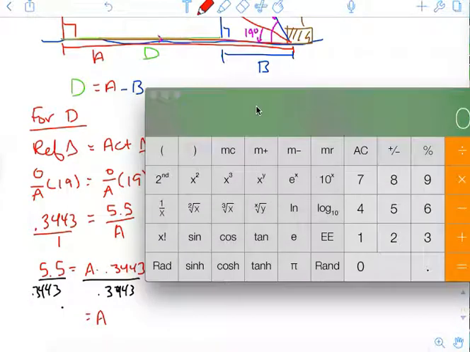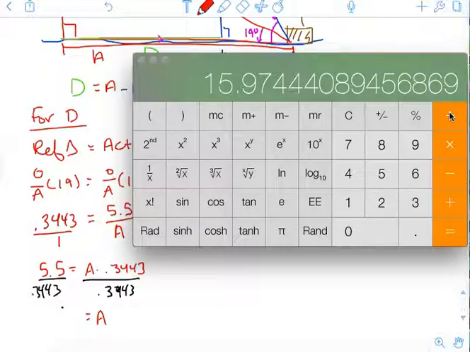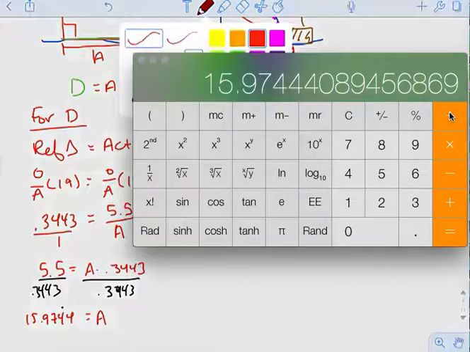So calculator, 5.5 divided by 0.3443 gives me an A value, which now this is the entire length, this is a big length, of 15.9744. Alright, now I'm not done here, of course.